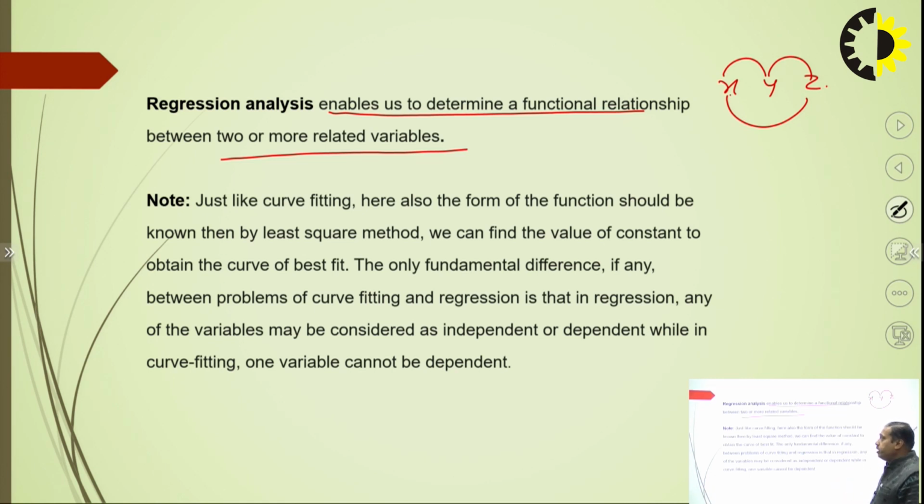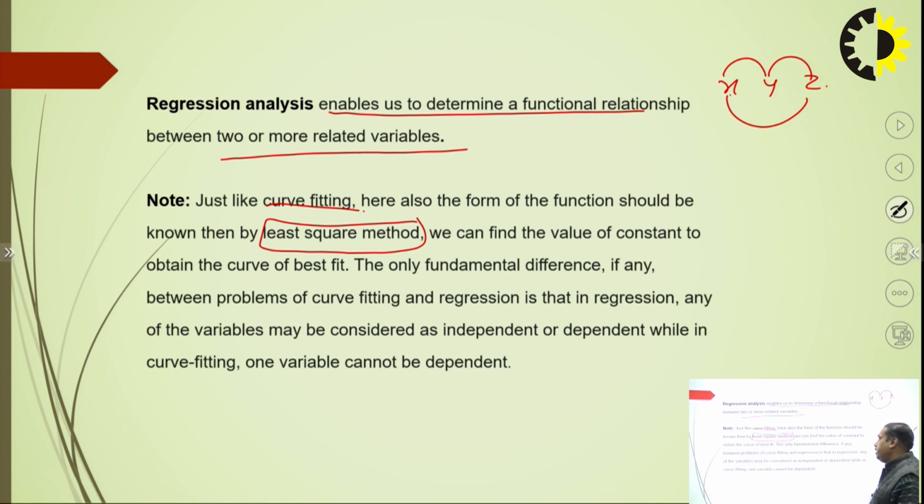It is to be noted that, just like curve fitting, the form of the function should be known, found by the least squares method. We have to establish our relation with the method of least squares. That means we have to establish the normal equations, then find the values of the constants to obtain the best fitting curve.